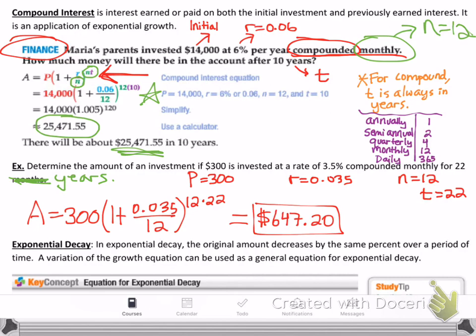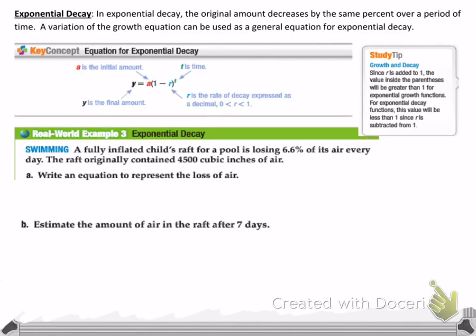Okay, let's scroll down a little bit for the exponential decay, which is honestly the same thing as exponential growth that we did on the first page. So an exponential decay is where the original amount is actually decreasing. The formula is almost exactly the same, except that instead of an addition, you're subtracting the rate.